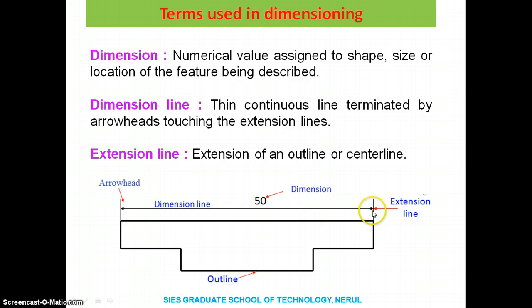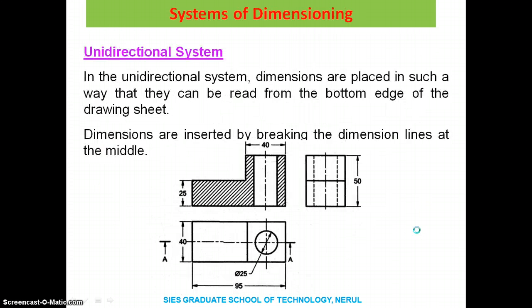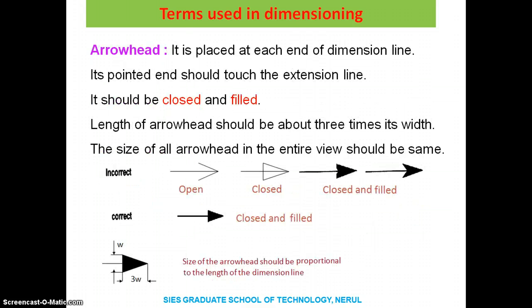These are the arrowheads. We'll see in detail what arrowheads are and what should be the size of arrowhead. As of now, here this is the dimension 50. This horizontal line which is parallel to the outline is the dimension line, and this vertical line and this vertical line is the extension line. Arrowhead. It is placed at each end of the dimension line.